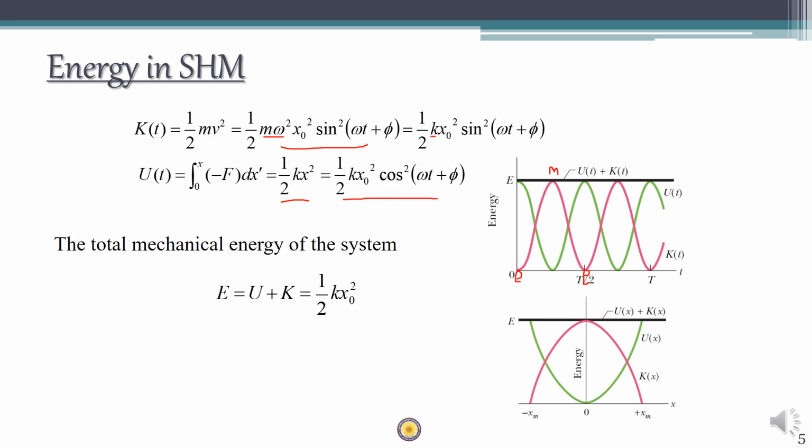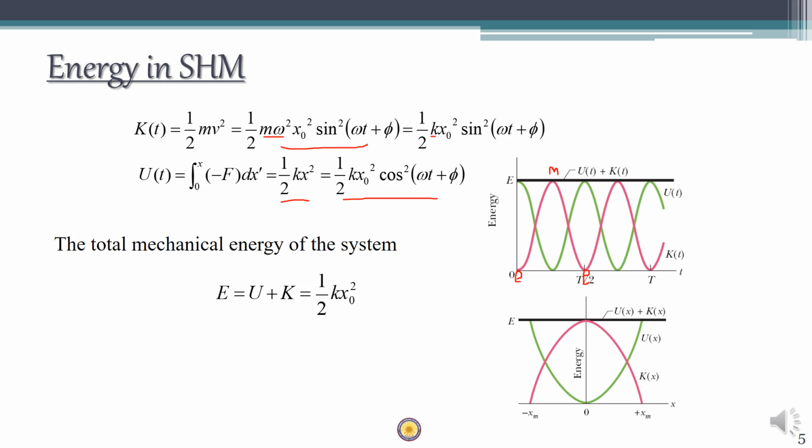If we try to plot this particular thing, at extremes the potential energy is always going to be maximum, because at extremes the x is maximum, so the potential energy is also going to be maximum. At the mean position the x is 0, so the potential energy is going to be 0. Again at the other extreme the potential energy is going to be maximum, and this keeps on going.